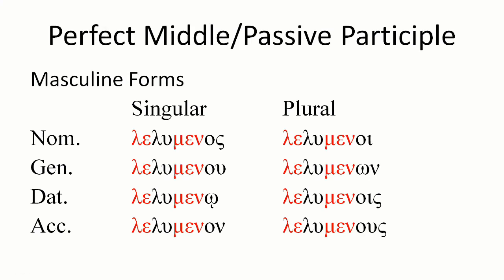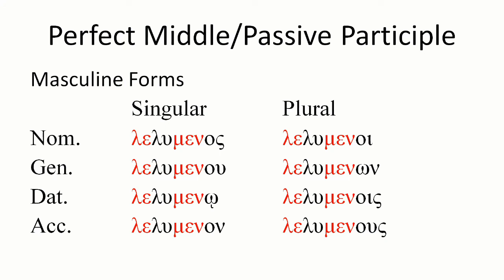All right, congratulations if you have made it to this point. This is the last form chart of these so many form charts and so many forms of the participle. This is your perfect middle passive participle. As before, we do get reduplication in the perfect. So you have there that le, lu in the nominative singular. And then, as I said before, we do not have a connecting vowel. So there's no omicron, no alpha right after the stem. Just put that mu directly onto the end of the stem. Lelumenos.